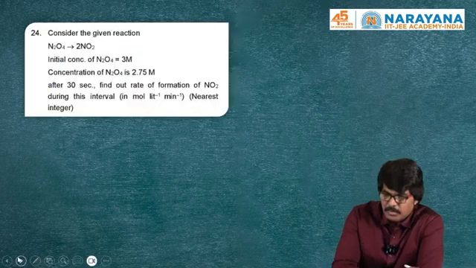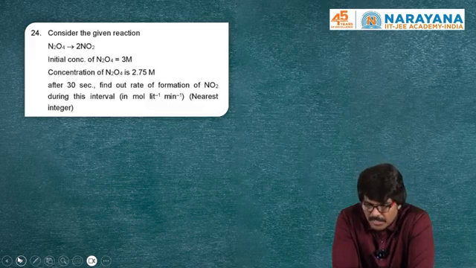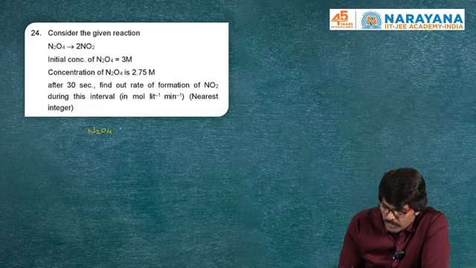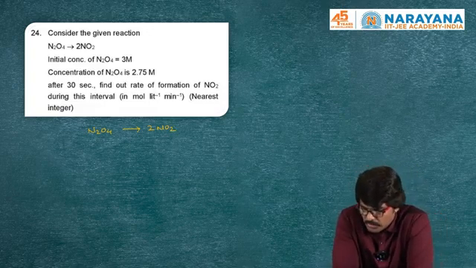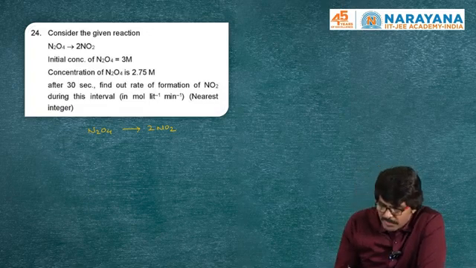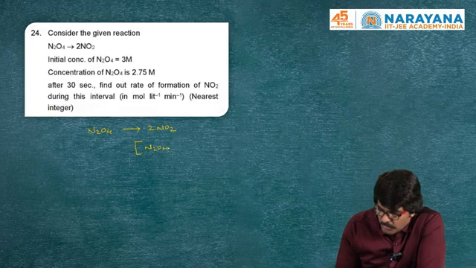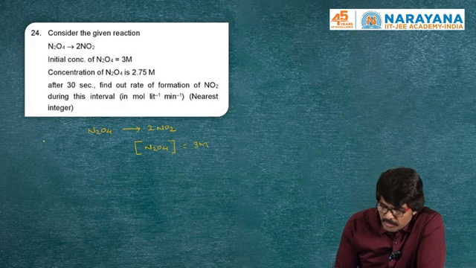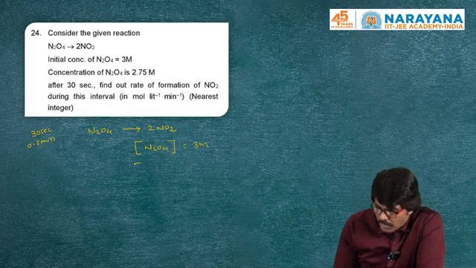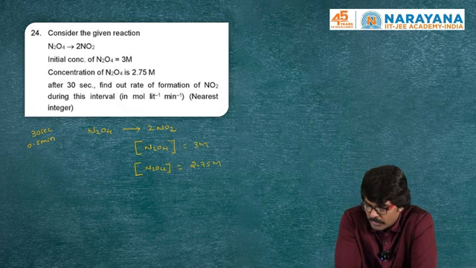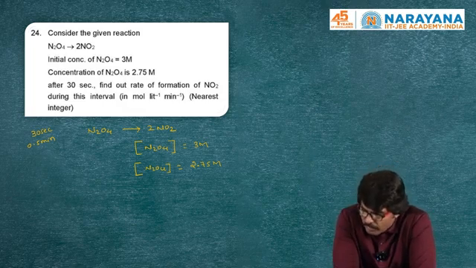Let us move on to the next question and consider the given reaction. N2O4, a dimer of nitrogen dioxide, is undergoing dissociation, giving 2 moles of NO2. The question says the initial concentration of N2O4 is 3 M. The reaction is performed for 30 seconds, that is 0.5 minutes. After 0.5 minutes, the concentration of N2O4 was found to be 2.75 M. After 30 seconds, find the rate of formation of NO2.